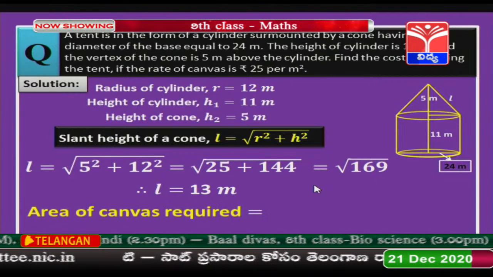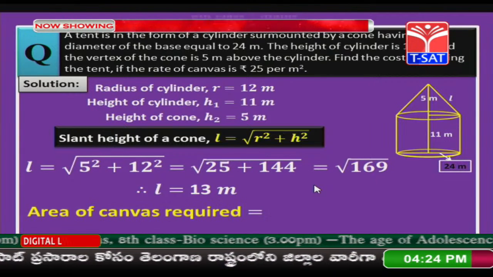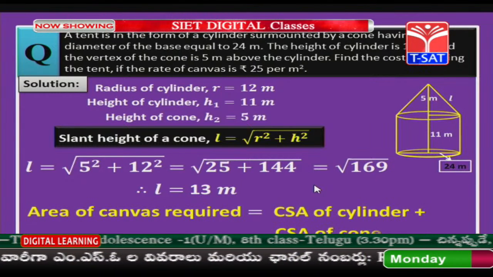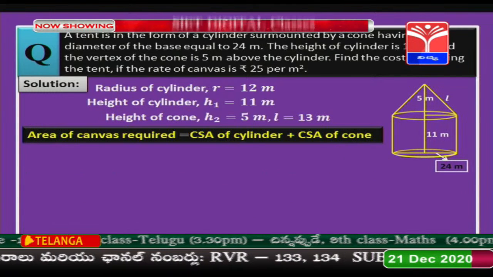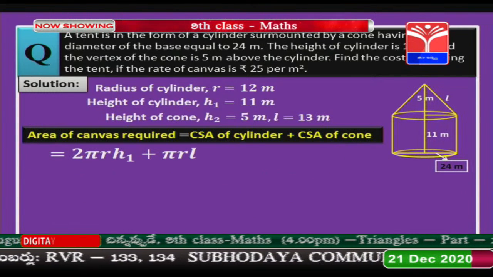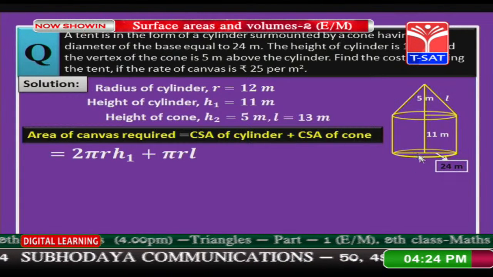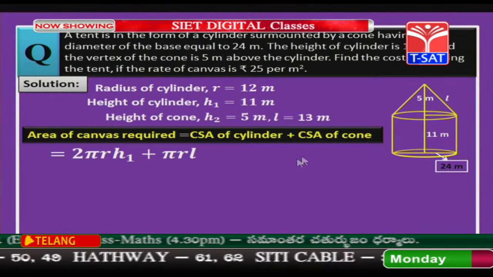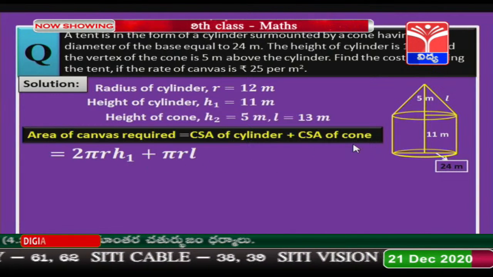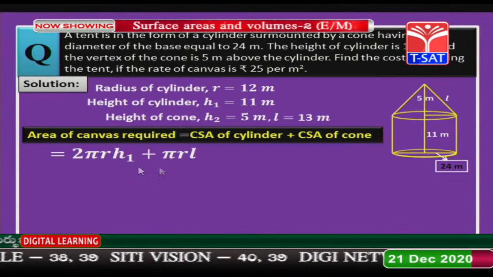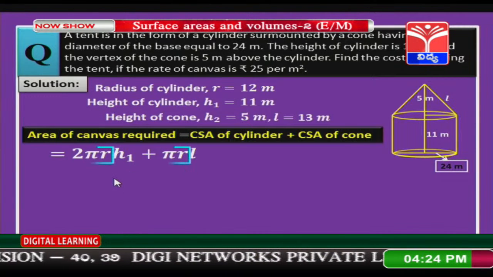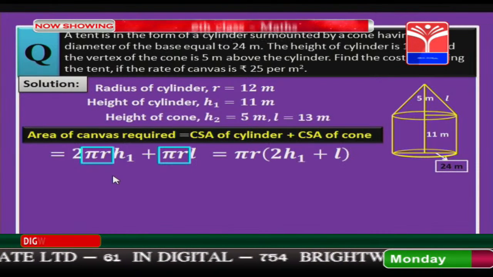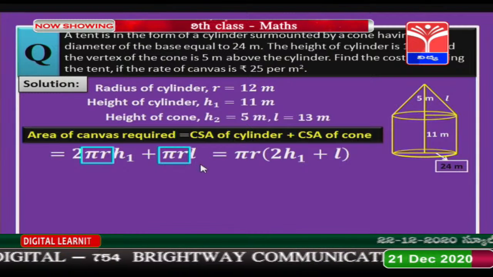Then we are going to find the area of canvas required, that is given by the curved surface area of cylinder plus the curved surface area of cone. Now, let us substitute the formula. So, CSA of cylinder formula is 2 pi r h, but here height of the cylinder we assume it as h1. So, 2 pi r h1 plus what is CSA of cone, children? Pi r l. So, we are substituting pi r l. Now, is there anything common in these two? Yes, we have common as pi r. Now, take out pi r as common, you are left with 2 h1 plus l.